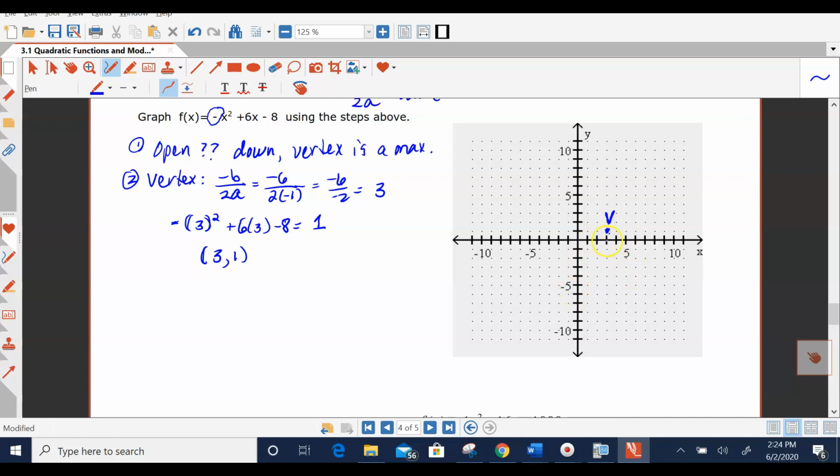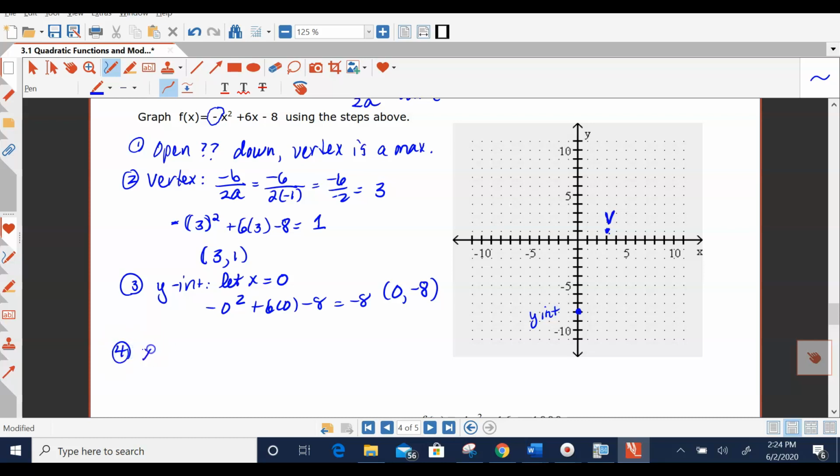which means I've got x-intercepts to find and I have that y-intercept to find. So let's work on the y-intercept. And remember, we find that by letting x be equal to 0. So I'll have a negative 0 squared plus 6 times 0 minus 8. So 0 plus 0 minus 8 is a negative 8. So the y-intercept is at (0, -8). So down here is my y-intercept.